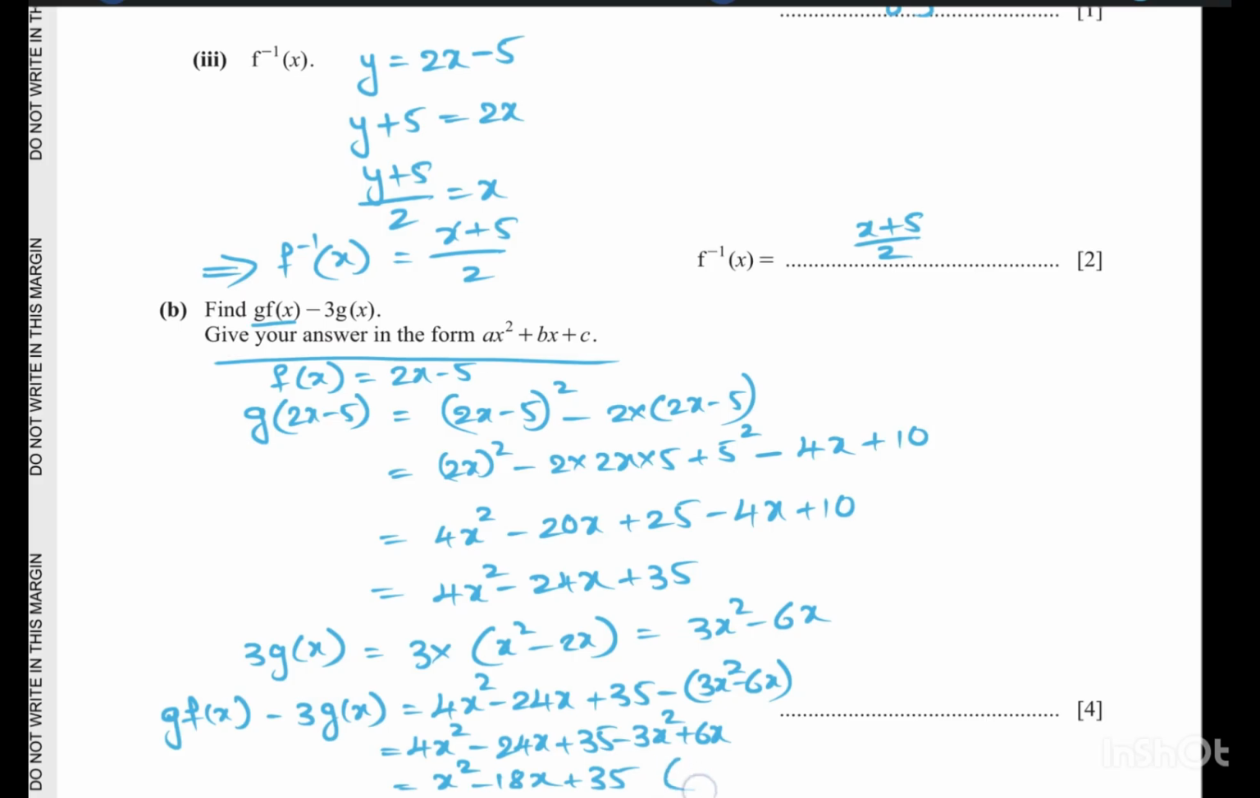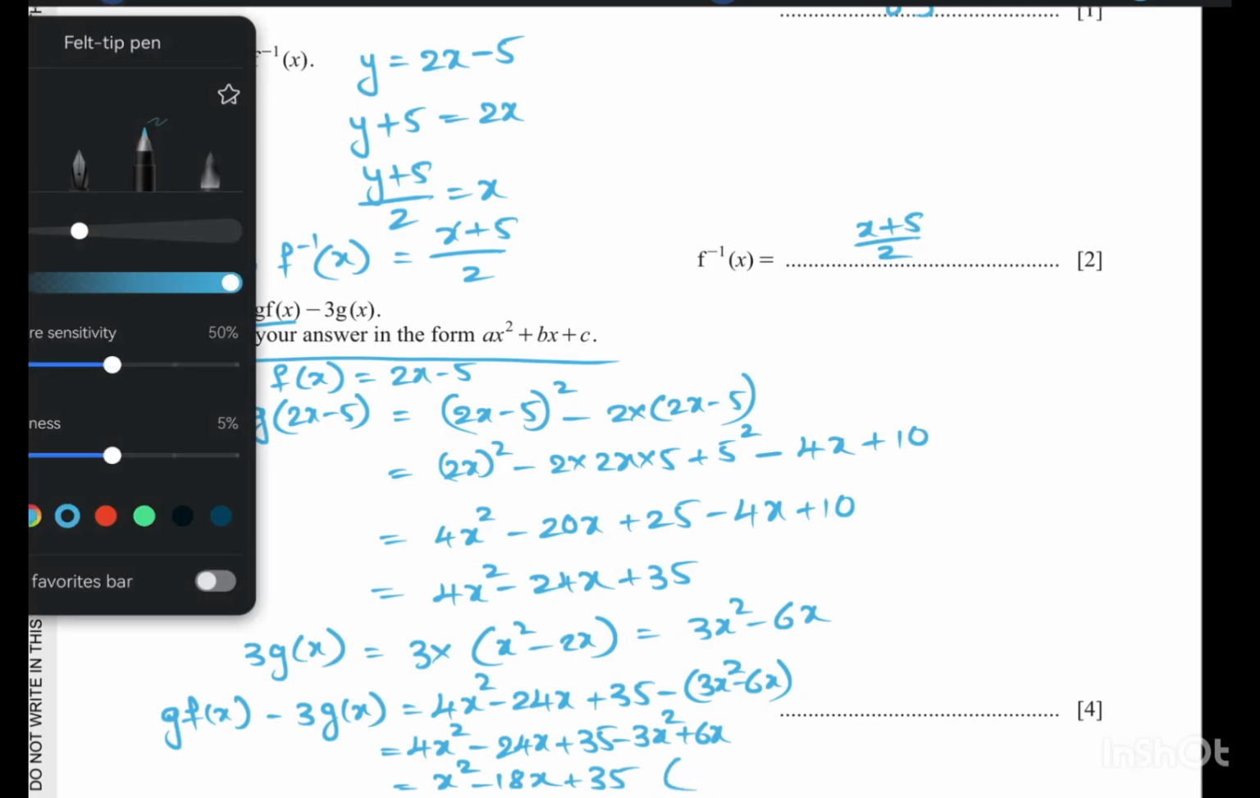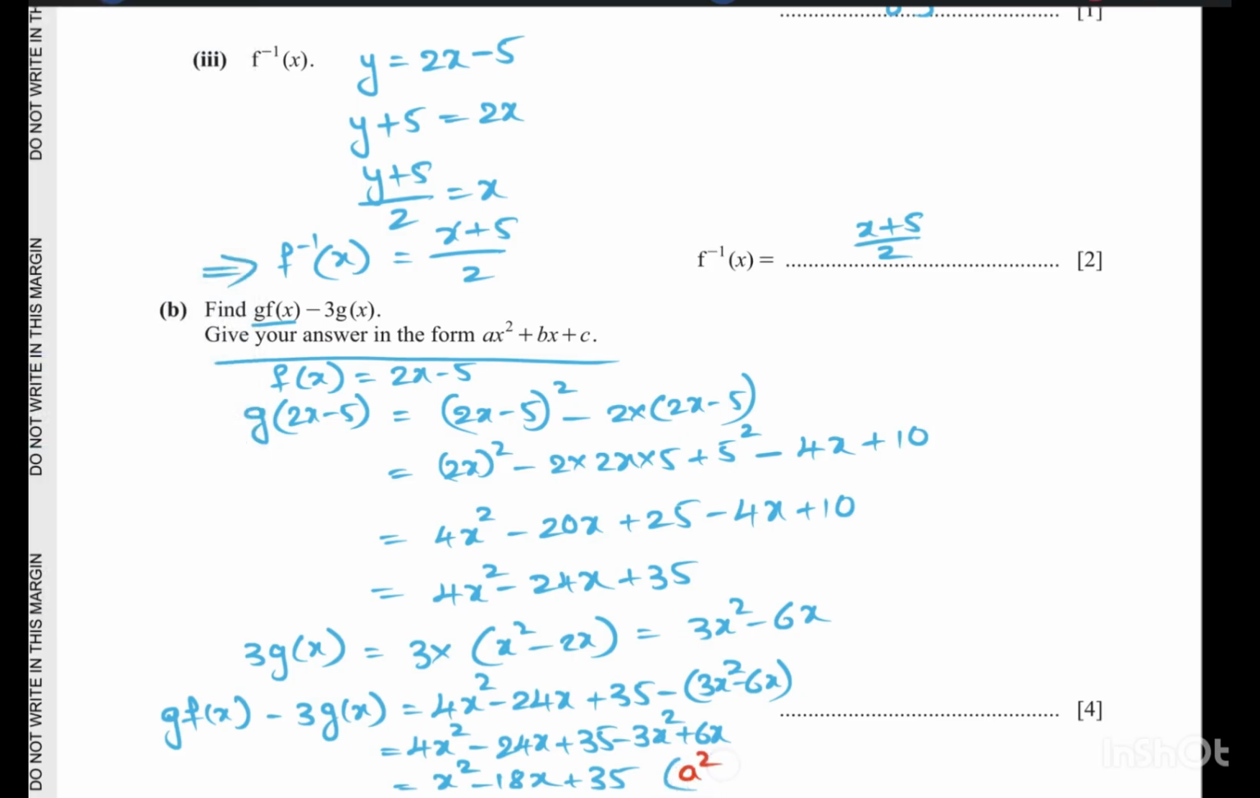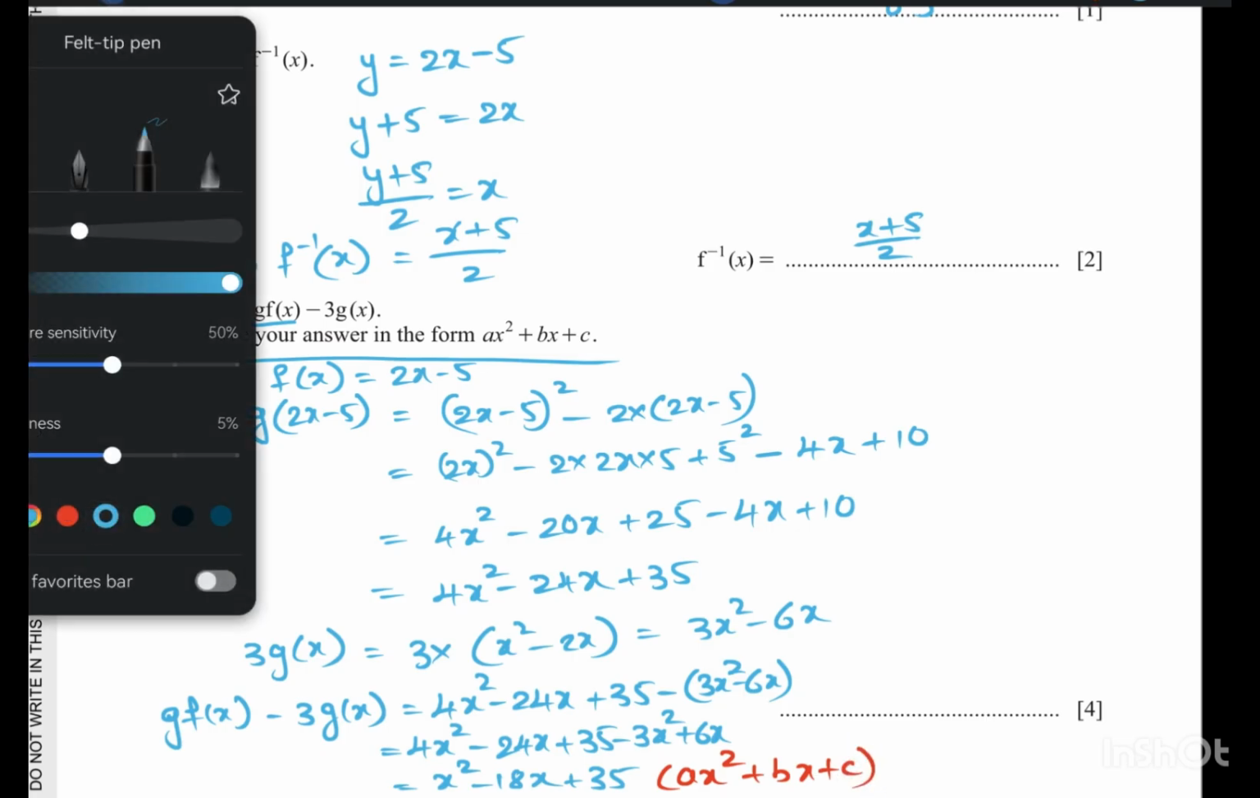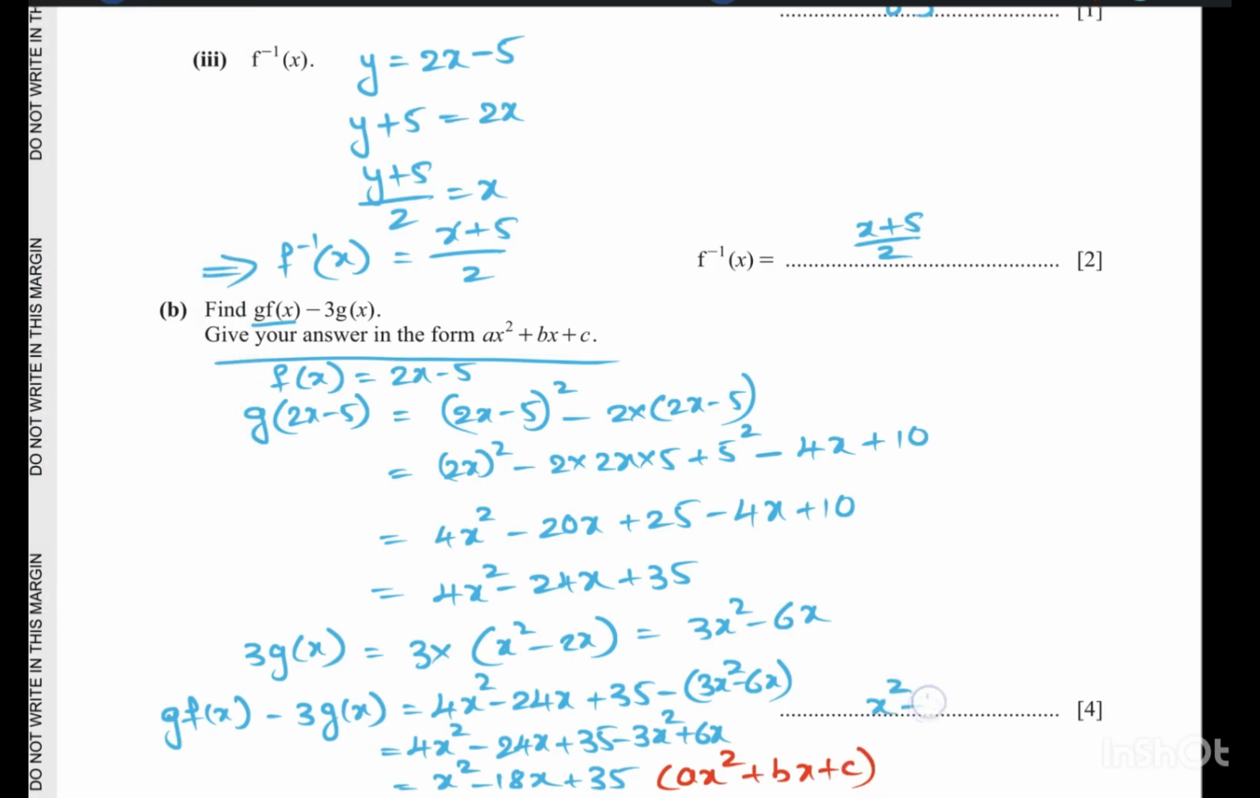Now this is in the form of ax square plus bx plus c. So write down the final answer here, x square minus 18x plus 35.